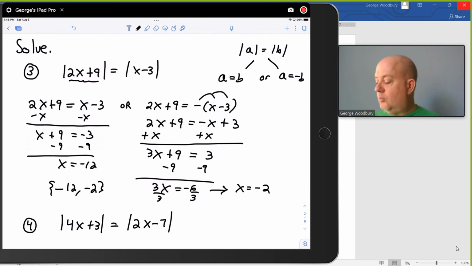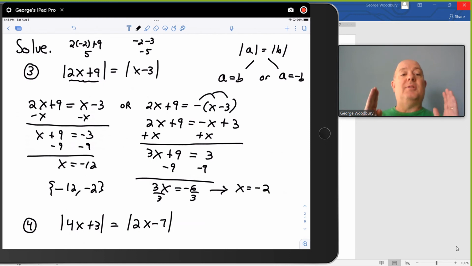Let's try it again with x equals negative 2. 2 times negative 2 plus 9, that's negative 4 plus 9, or 5. On the other side, we've got negative 2 minus 3, or negative 5. But the absolute value of 5 is equal to the absolute value of negative 5. They're both equal to positive 5. So both solutions check, and this method is valid.